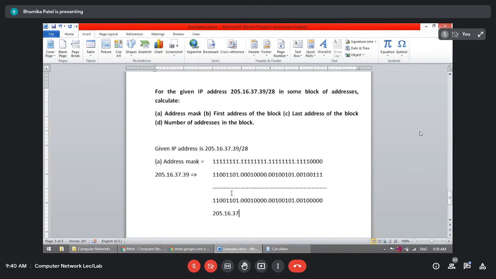205.16.37. After that, the same as before, because it is the same as the previous one. The first 3 groups are the same as the previous one, so I'm just writing from here. Just the last portion will be different. So here which bit is set to 1? It is 128, 64, 32. So it is set for the 32.